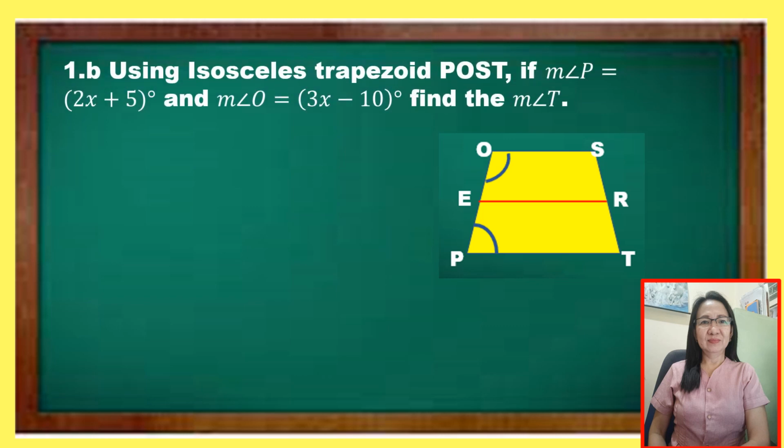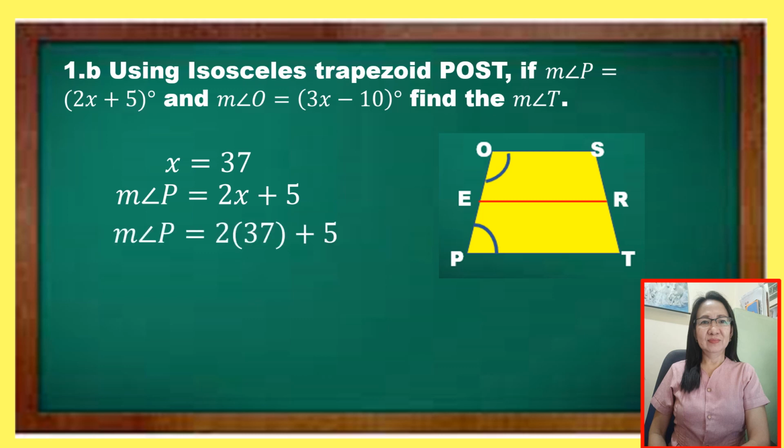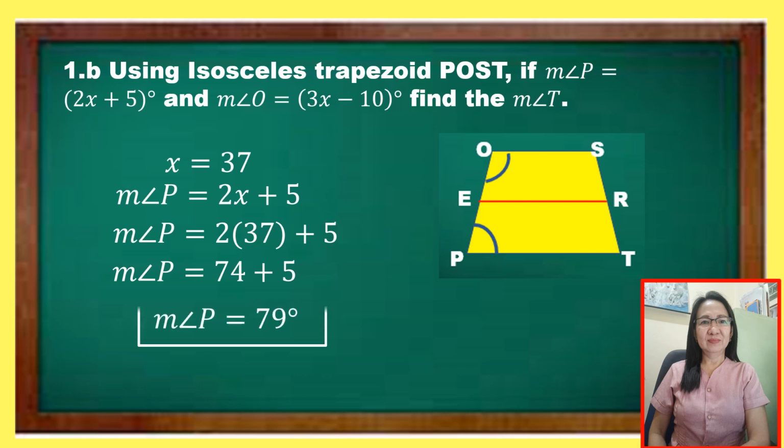Now let us use the value of x equal to 37 to find the measures of the angles. Using the measure of angle P, which is represented as 2x plus 5, by substituting the value of x as 37, we have 2 times 37 plus 5. And 2 times 37 is 74, added by 5, so the measure of angle P is 79 degrees.